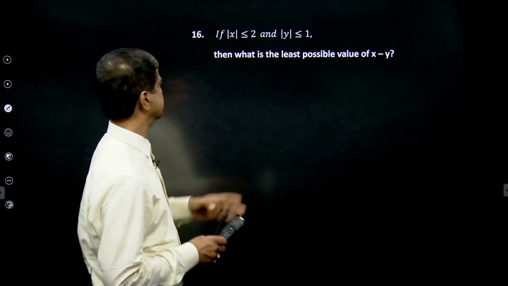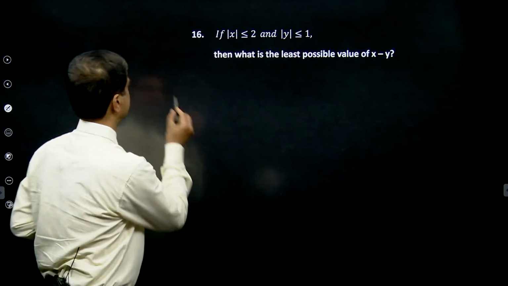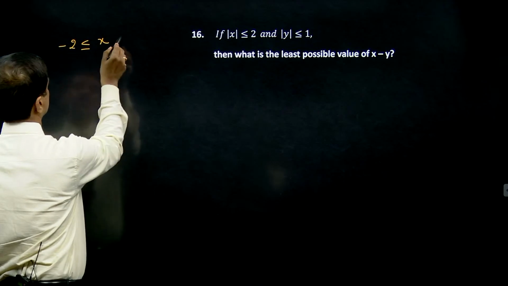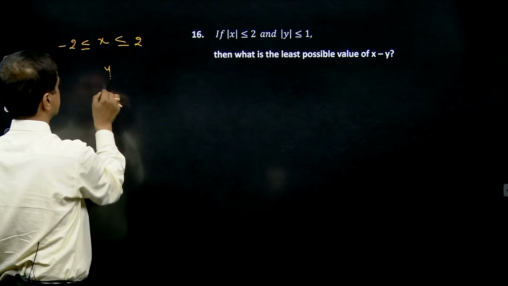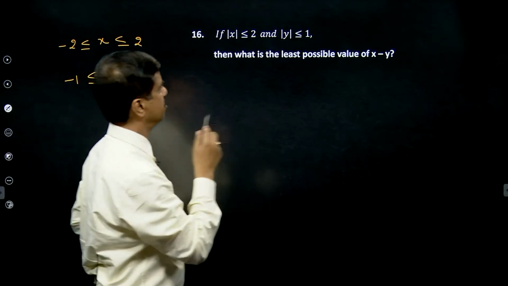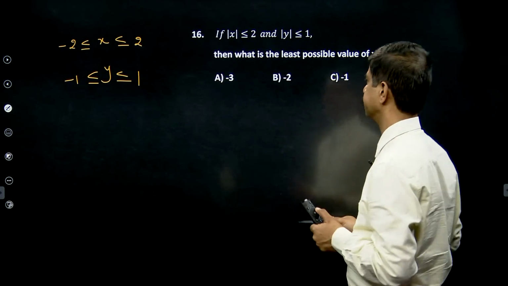Now what does it say? Mod x is less than 2 and mod y is less than 1. So that means x is greater than or equal to minus 2, less than or equal to 2. For y, y is greater than or equal to minus 1, less than or equal to 1. What is the least possible value of x minus y?